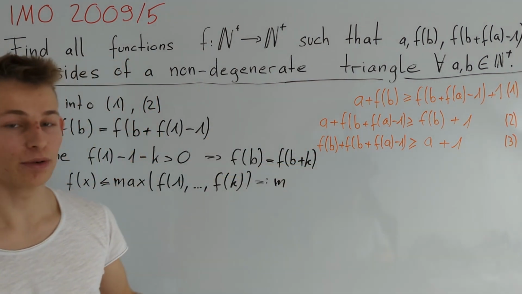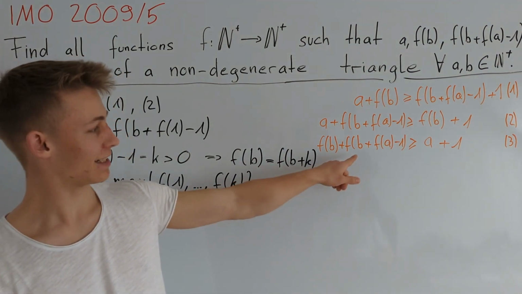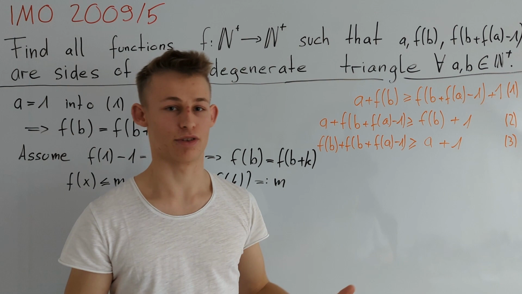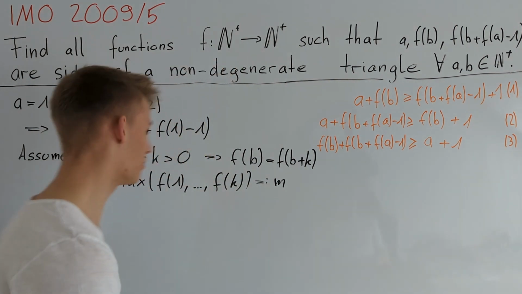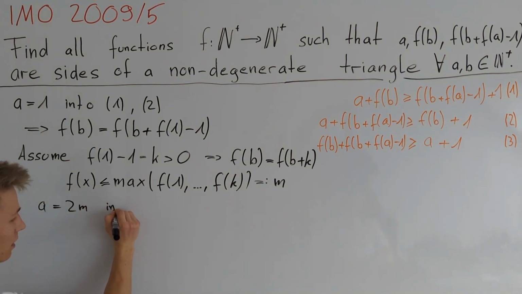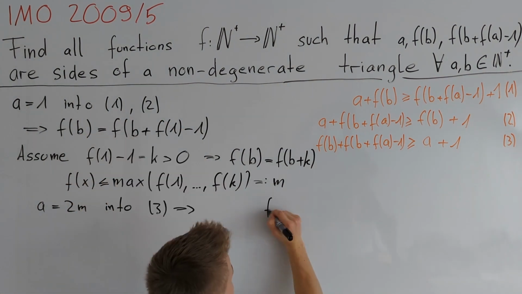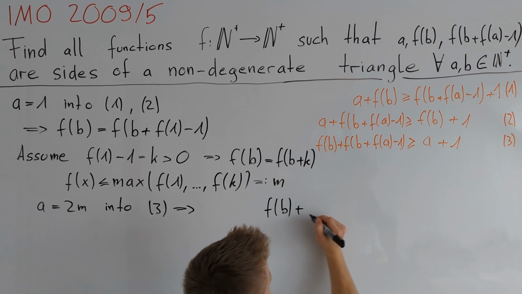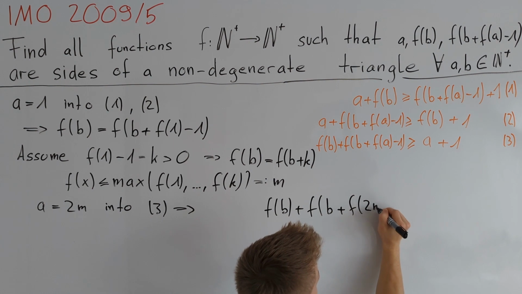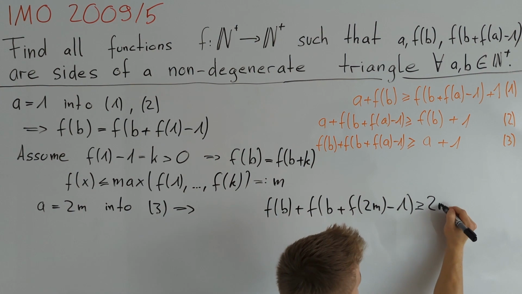If we have a look back at our three inequalities, we see that in our third inequality we only have function terms on the left hand side. But the left hand side is greater than or equal to the right hand side, and on the right hand side we have a, which can be arbitrarily large. We can get a contradiction out of this, namely taking a equals 2m in our inequality 3 gives that f of b plus f of b plus f of 2m minus 1 is greater than or equal to 2m plus 1.